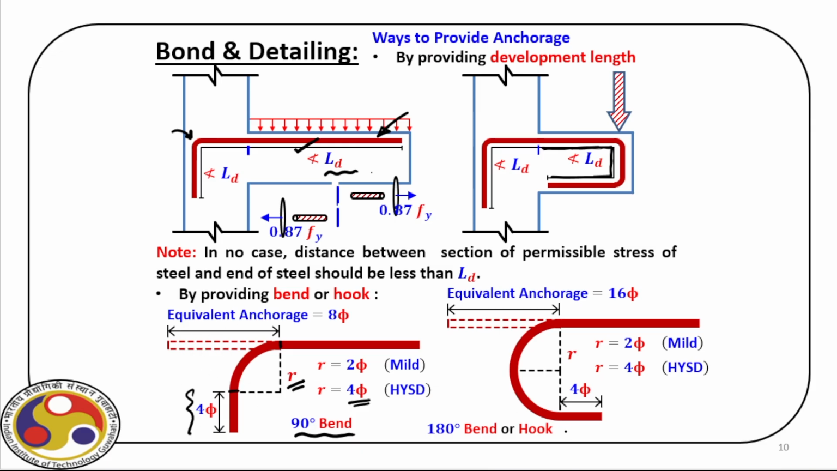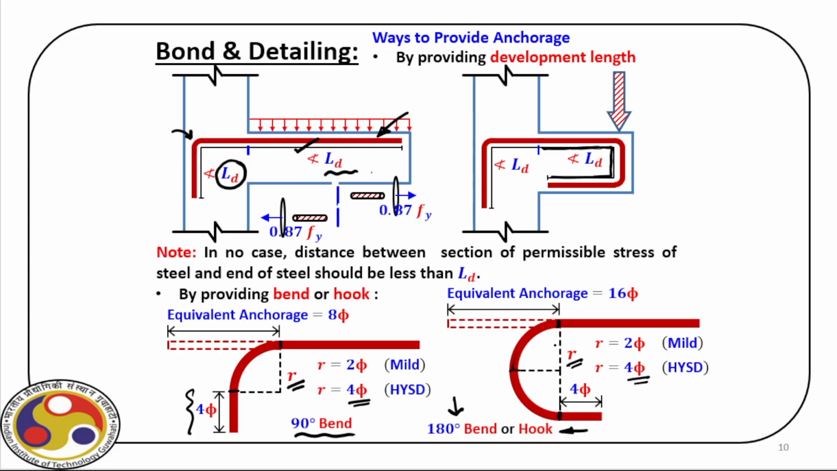Now, when we have a 180 degree bend or hook, again the R for mild steel is 2 phi and for HYSD it is 4 phi. At this point we start the bend. First we have a 90 degree bend, and from this point onward we have another 90 degree bend which stops here. Together these two make a 180 degree bend, and beyond this point again we should have 4 phi for sufficient anchorage. Obviously we have to check this LD, and based on that we have to take a call. If this is sufficient, we can stop here, or otherwise we have to provide sufficient length.